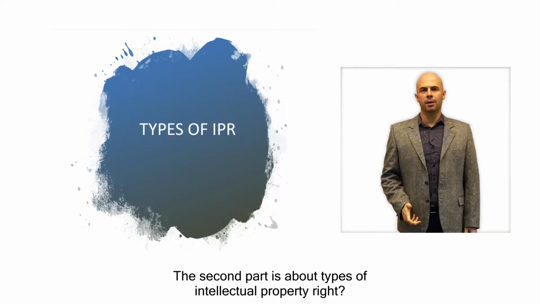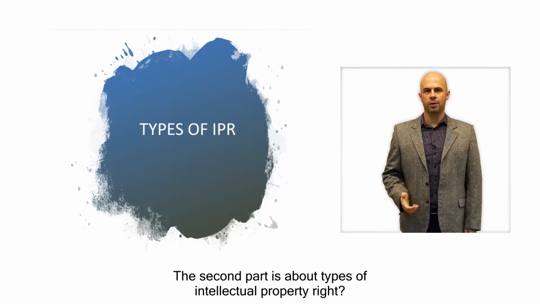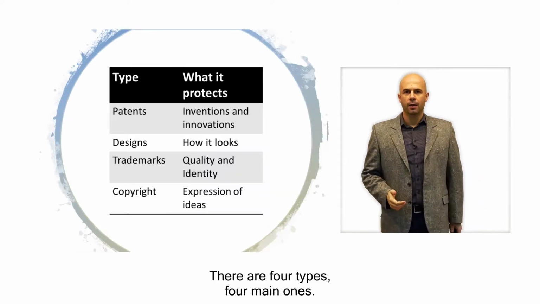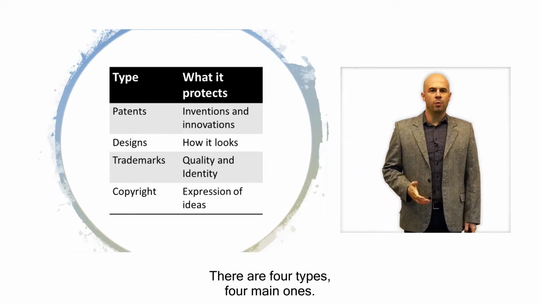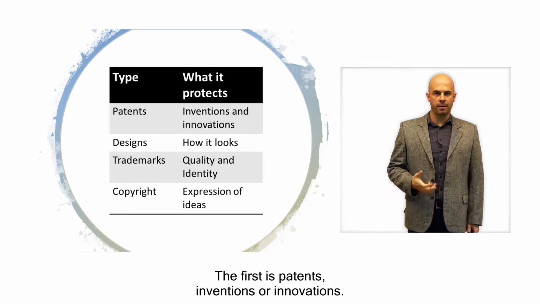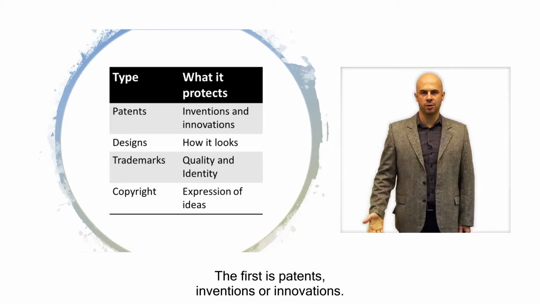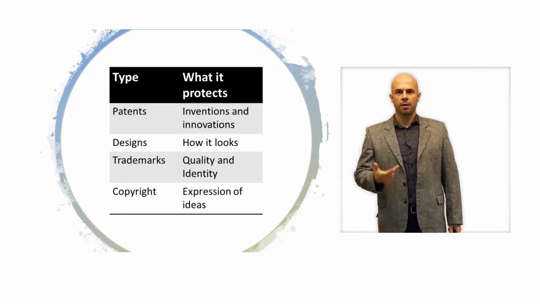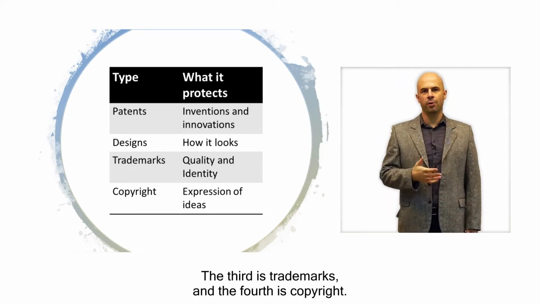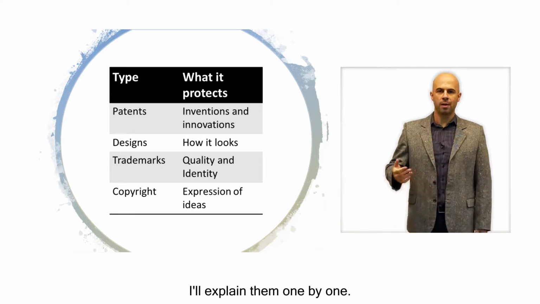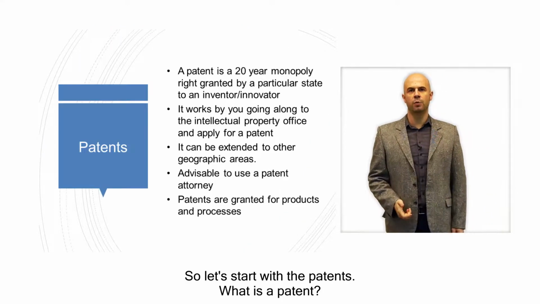The second part is about types of intellectual property right. There are four main ones. The first is patents, inventions or innovations. Second is designs. The third is trademarks. And the fourth is copyright. I will explain them one by one. So let's start with the patents.